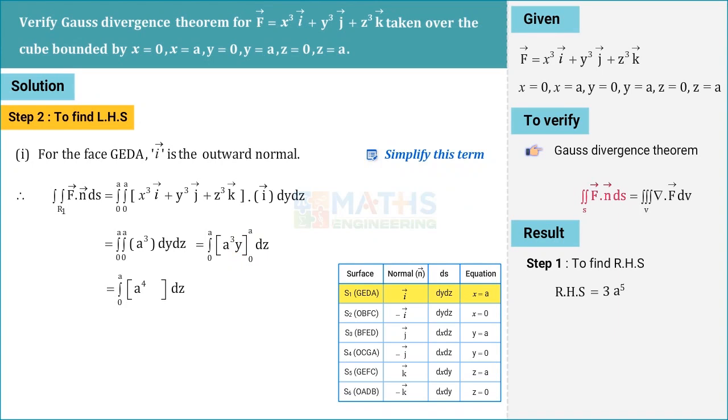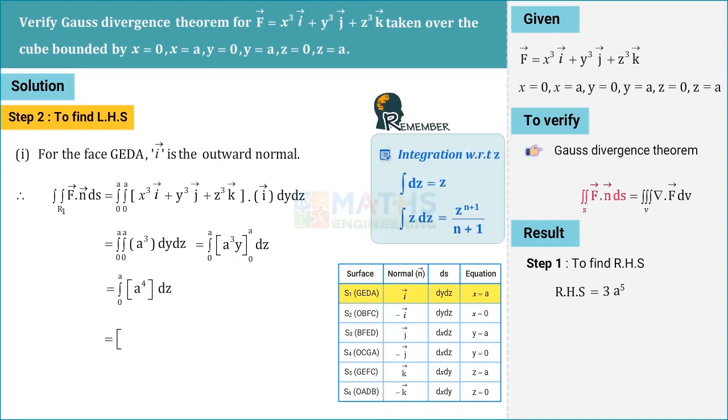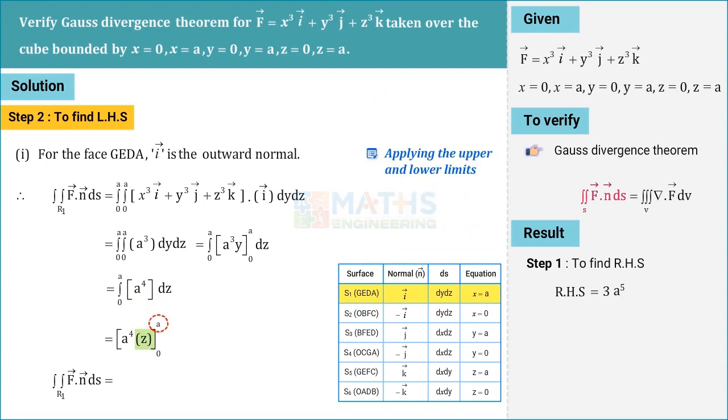We get a power 4. Now the integration is with respect to z. a power 4 is a constant. The integral of dz is z. We replace the upper limit a and lower limit 0 in the place of z. So the value on the first surface is a power 5.